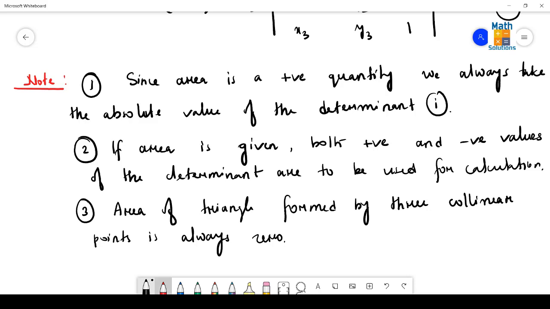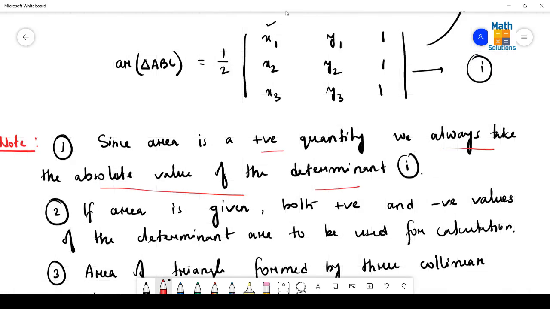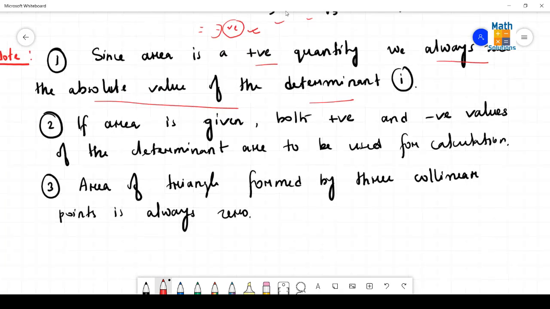So what the first point says, since area is a positive quantity, we always take the absolute value of the determinant. Means if suppose after putting the respective values in these places x1, y1, x2, y2, x3, y3, and after expansion of the determinant, we are getting any negative value, in that case only the numerical value is to be considered and not the sign. If it is negative, we have to consider only the positive part. That means, in other words, we need to consider the absolute value. Absolute value means modulus of that quantity, because area can never be negative.